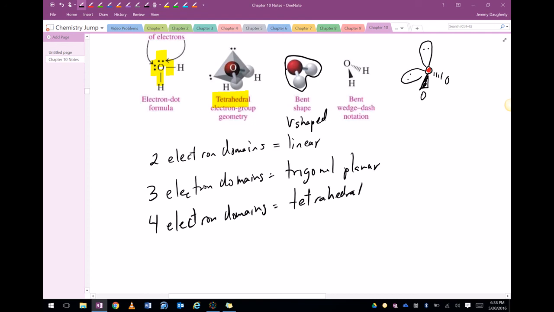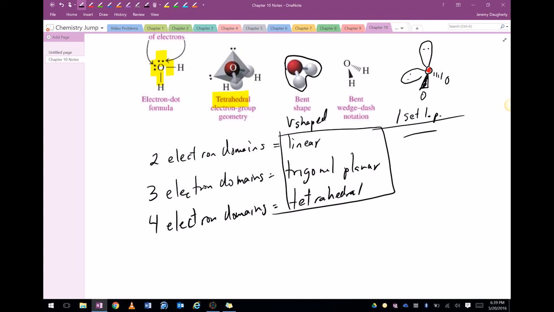Okay, and then what happens if you have lone pair electrons? So all of these have no lone pair electrons. Right? One set of lone pair electrons, LPs I'll call them. Well, you can't have that in linear. You could, but it's just still going to be linear. Trigonal planar, it now becomes bent. And tetrahedral now becomes trigonal pyramid.